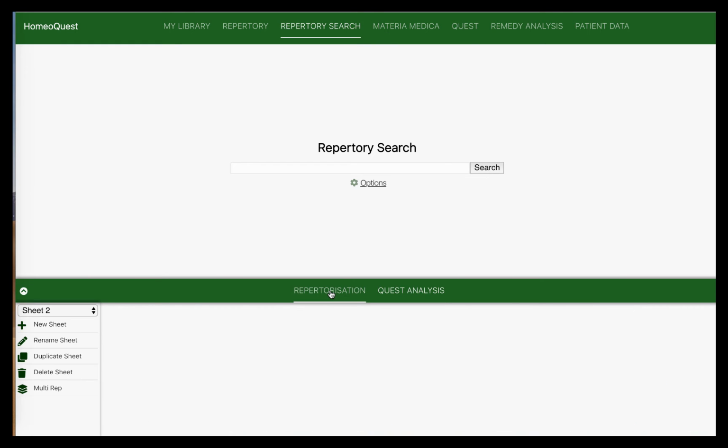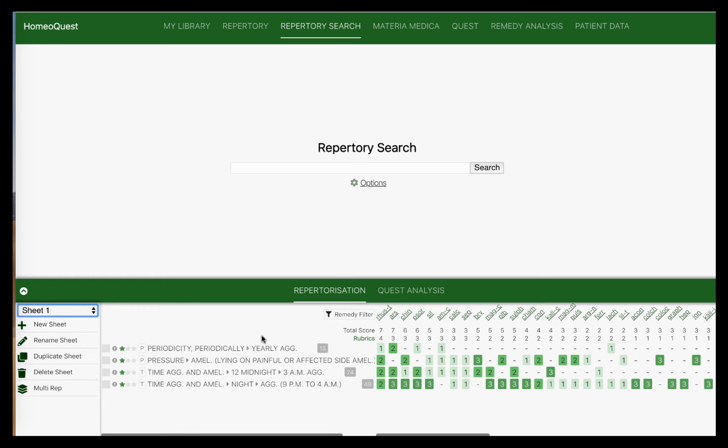So I took on the repertorization. I think I've done it, yes. So again, I've chosen Fatak's repertory. I've taken periodicity, yearly aggravates. Then I've taken pressure, ameliorates, lying on the painful or affected side. Then time modalities, again, 3 a.m. aggravation and nightly aggravation. And again, Rustox comes up at the top, and then you have Arsenicum coming up as well.